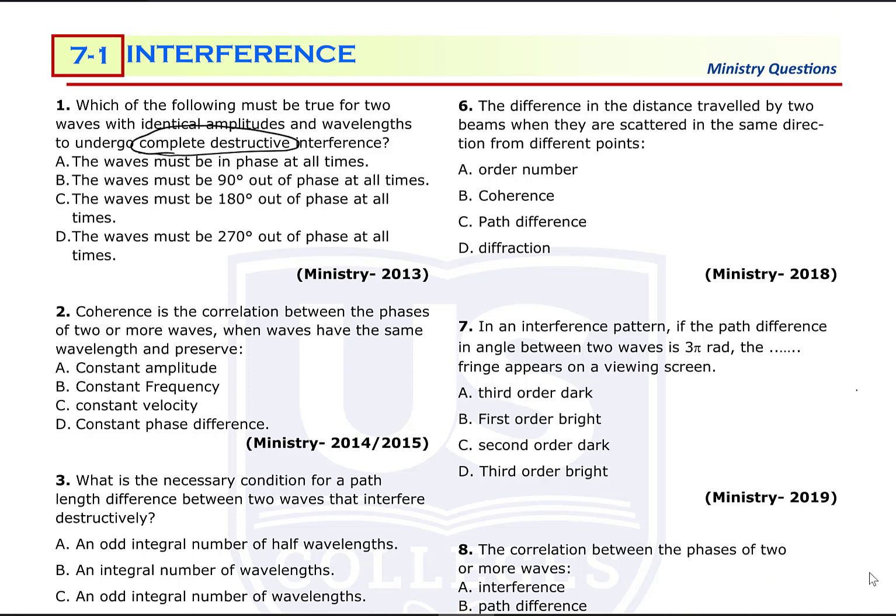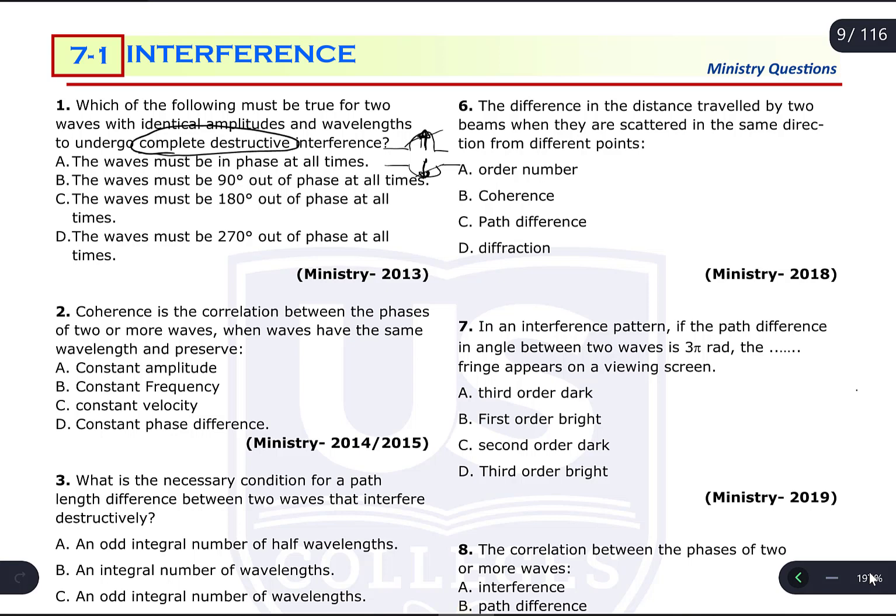So, to produce a complete destructive interference, when one wave is at a crest, the other wave must be at a trough. So in this case, these two waves can cancel each other. What does it mean? The angle between them must be 180 degrees.